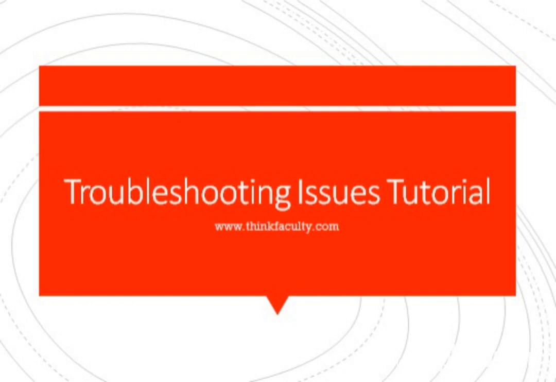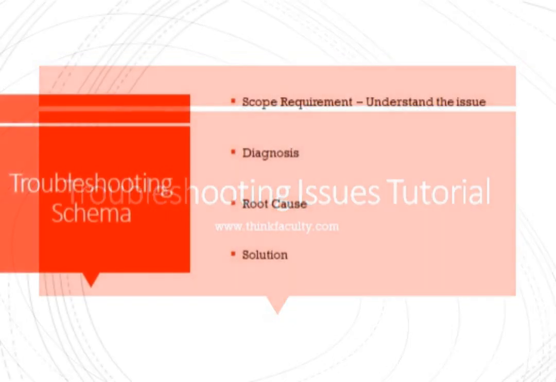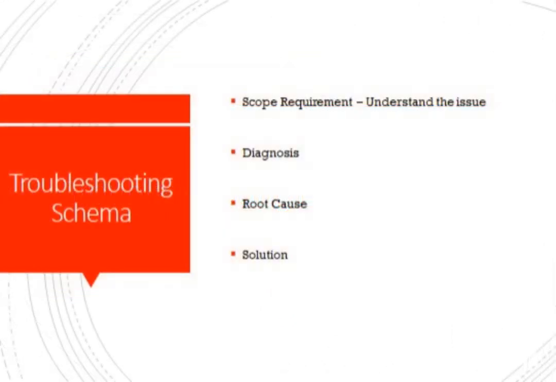So let's begin. The schema that we've invented actually has four core areas, right? And the first part is scope requirements, diagnosis, root cause, and solution. And we're going to be walking you through each important step.